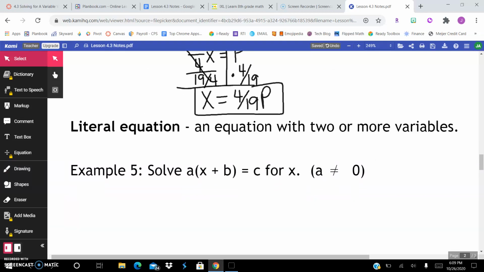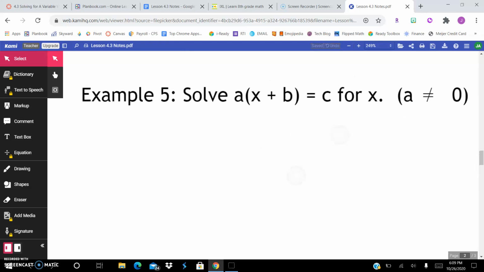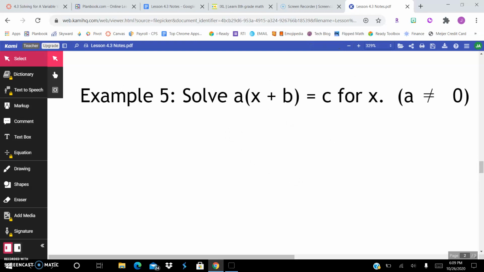Next up, we have literal equation, and that is an equation with 2 or more variables. So everything that we've seen today basically is a literal equation because it definitely has 2 or more variables involved. So we're still going to solve here a times the quantity of x plus b equals c for x. And they're telling us that a can't be 0, so we have to take that into consideration.